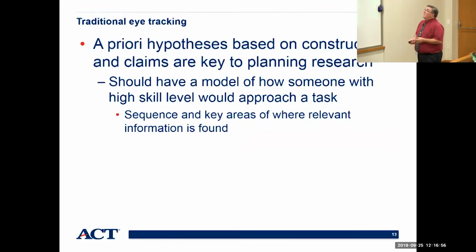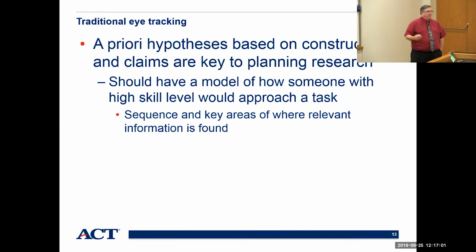you need to have a hypothesis based on your construct and the claims that you want to make about the test takers. You should have a model of how someone with a high skill level would approach a task. What's the most efficient way that a high skill level person is most likely to do it? And there may be more than one right answer to that, but if we have defined our skills correctly, so again, I'll pick on WorkKeys graphic literacy. If we're asking someone to identify a trend, or better yet, to extrapolate the trend, in order to extrapolate a trend, you have to find the relevant data in the graphic.